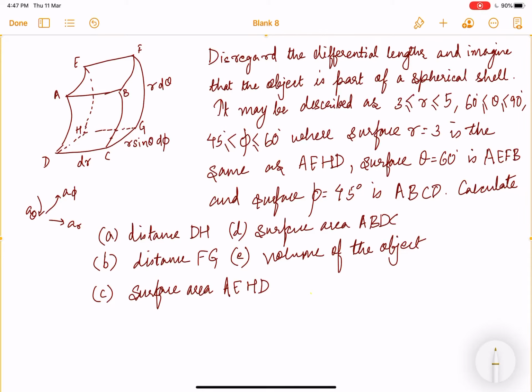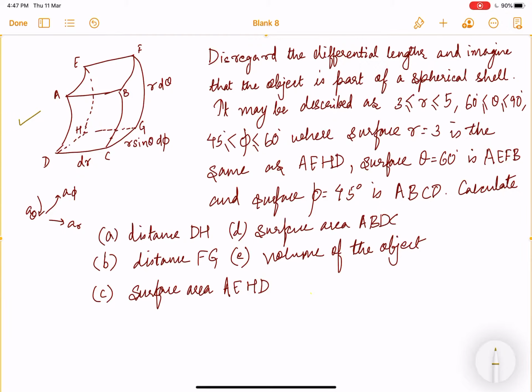Okay, hello everyone. Let's solve this question. The question says, disregarding all the differential lengths, imagine that this object that is given to us over here is a part of a spherical shell and it may be described by these ranges that are given of r, theta and phi, where surface r is equal to 3 is the same as AEHD.